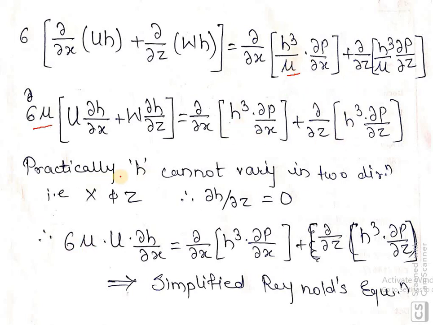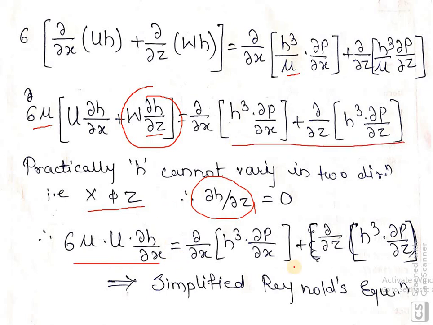Okay. Now practically h cannot vary in two directions. Simply h can vary in one direction. So variation of h along the z direction is taken as 0. As this is the condition that h cannot vary along two directions, this term is taken as 0. So substitute over here, dA by h upon dA by z equals 0. So this term becomes 0. So what remains is 6 mu into capital U dA by h by dA by x equals this whole term as it is.